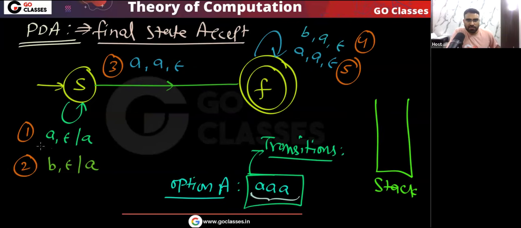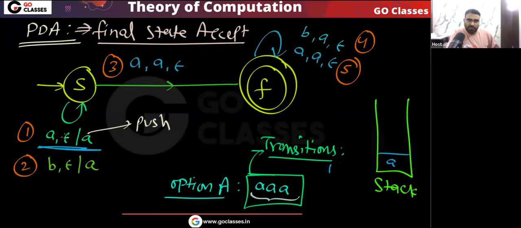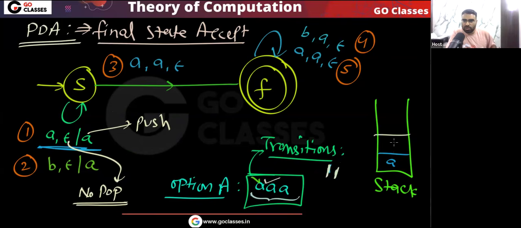Very simple, remember, for every A I can push this A on the stack. You can see I can take transition 1. What is this transition 1 saying? Look at this: we are pushing the symbol A, and we are not popping anything. This epsilon means there is no pop. On the input string we are reading symbol A, and we are pushing this symbol A on the stack. After this transition 1, for the next symbol also I can take transition 1, and for the next symbol also I can take transition 1.